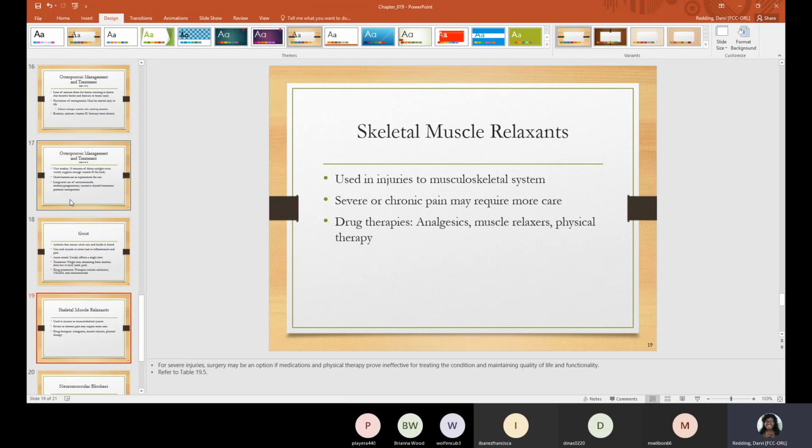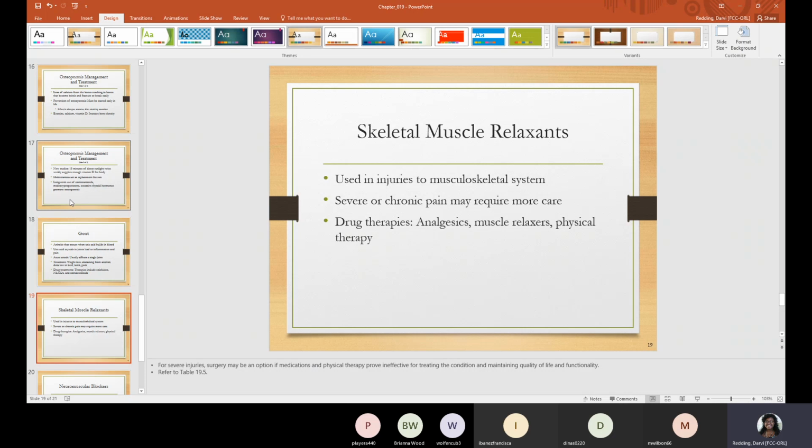Just for understanding, some of the common medications that are prescribed for muscle relaxers would be Soma, and Soma is actually a Schedule 4 drug. Its generic is carisoprodol. Another medication that's commonly prescribed for muscle relaxers would be Skelaxin, and its generic is metaxalone. And then one more muscle relaxant that's commonly prescribed for patients is Flexeril, and its generic is cyclobenzaprine.